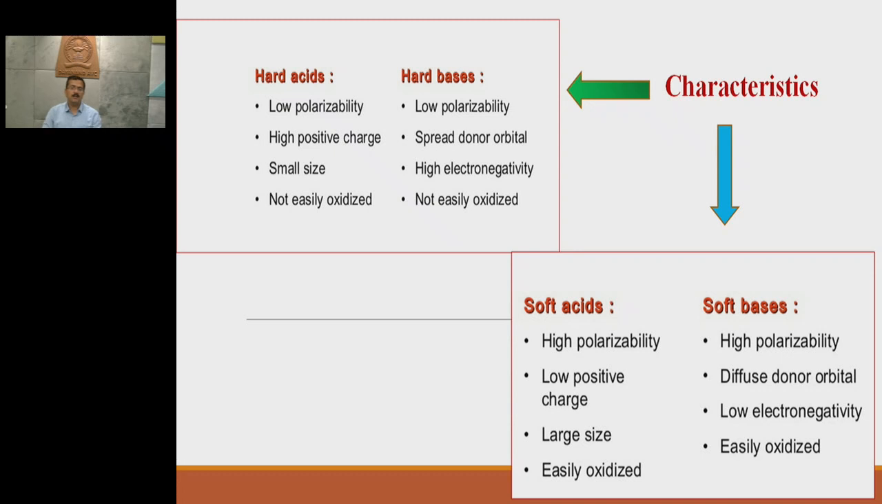When we see the soft acids, they have high polarizability, low positive charge, larger size, and are easily oxidized, while soft bases have high polarizability, diffuse donor orbital, low electronegativity, and are easily oxidized. So what are we getting from these characteristics? These characteristics give an idea about how different inorganic compounds are formed, and we get the idea of the stability from these characteristics.